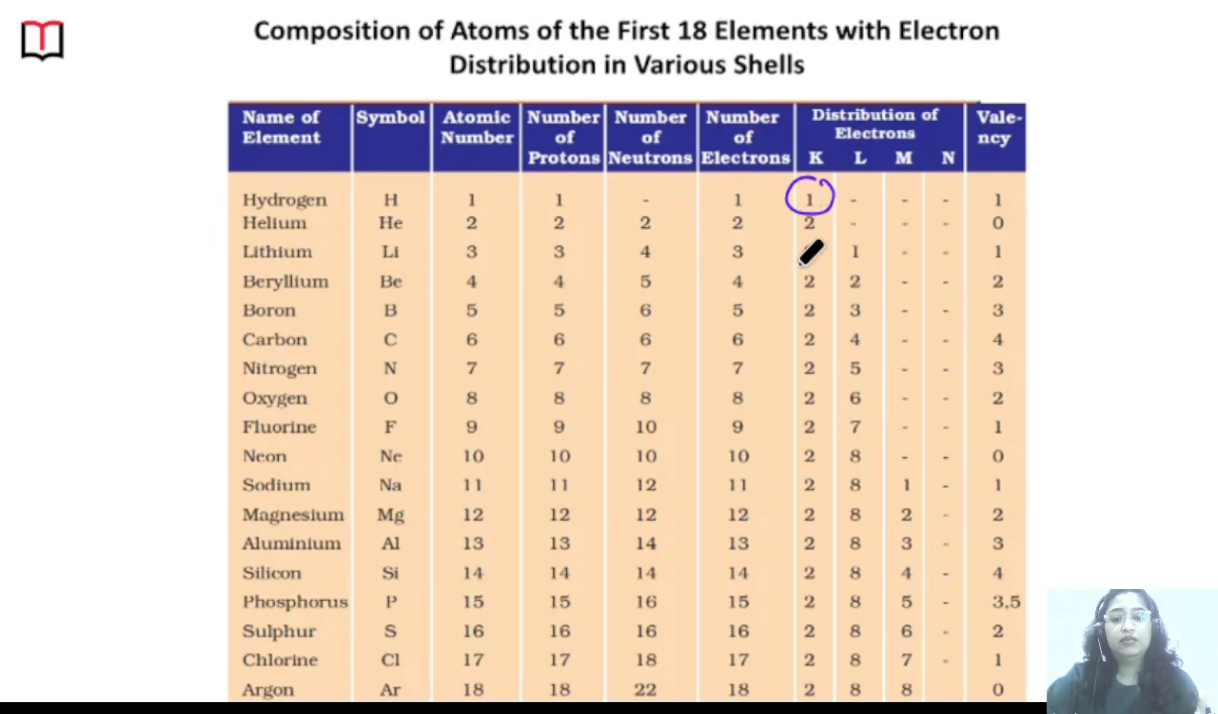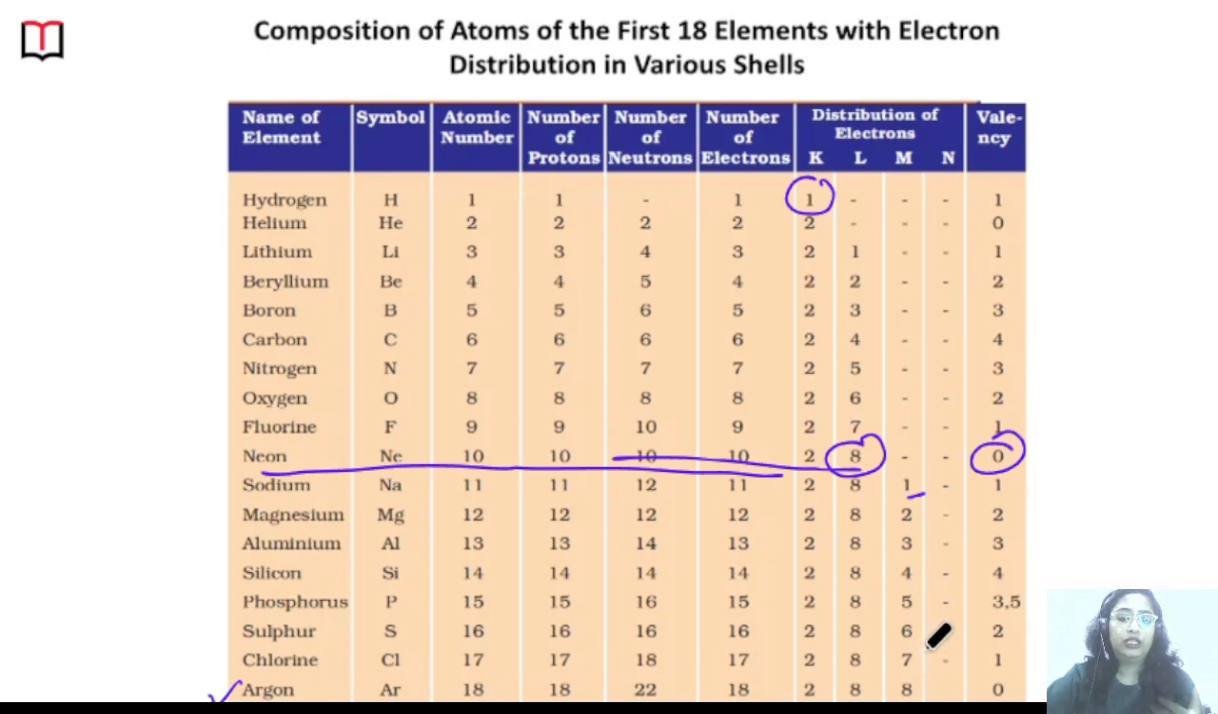In lithium it is 2 and 1, so the L shell is also getting filled. In beryllium you can see electrons are now getting filled in the L shell. Up to neon, the L shell is complete now, so neon has valency 0. After this, the M shell is going to get filled, and here it is written till argon.